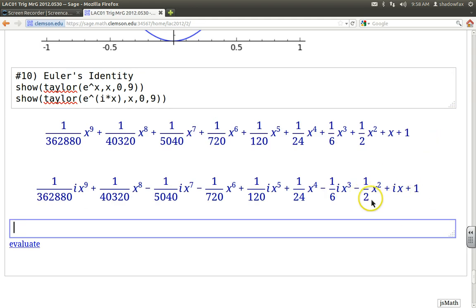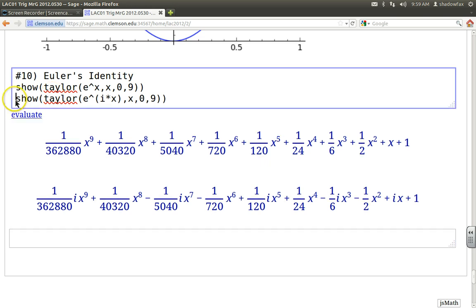1 minus x squared over 2 factorial plus x to the 4th over 4 factorial minus x to the 6th over 6 factorial plus x to the 8th over 8 factorial. What function is that? Well, if it starts with a 1, it's cosine, right? Now look at the one with the i's. Factor out the i's. x minus x cubed over 3 factorial plus x to the 5th over 5 factorial minus x to the 7th over 7 factorial. That's sine, right?